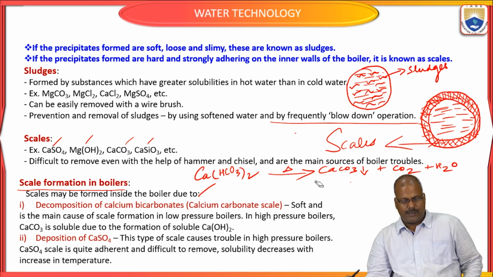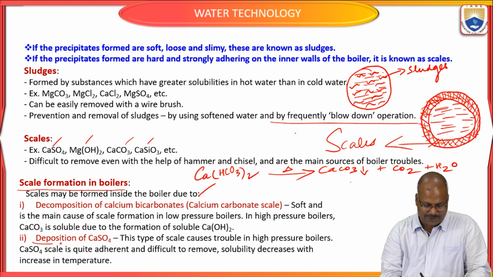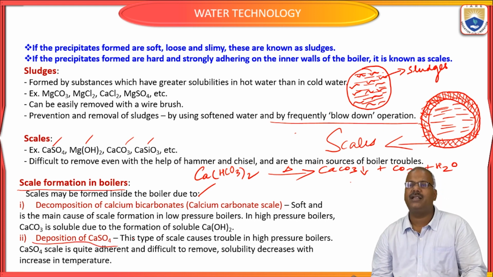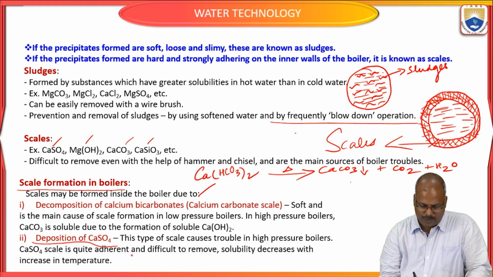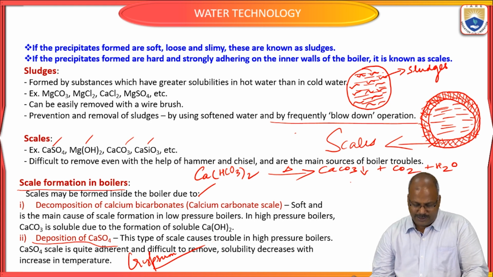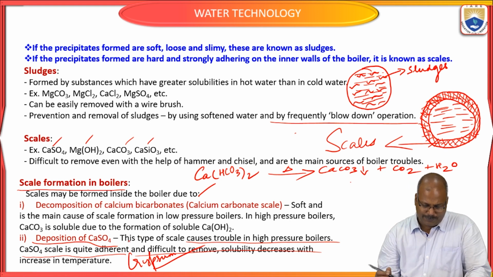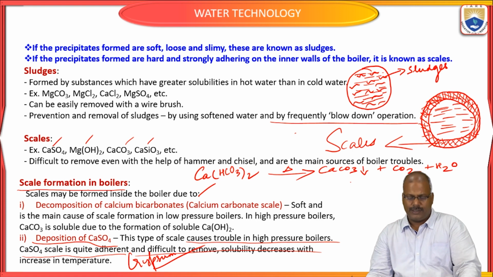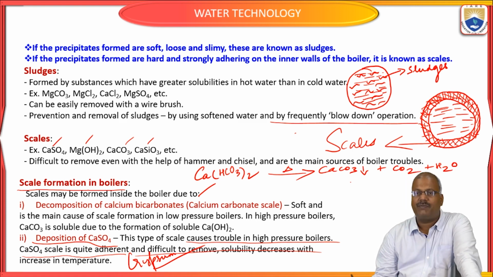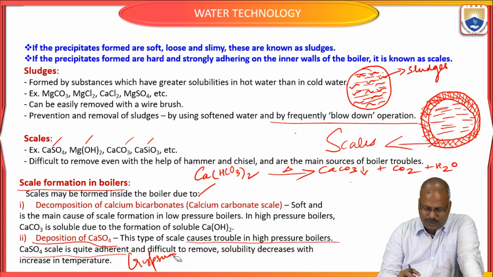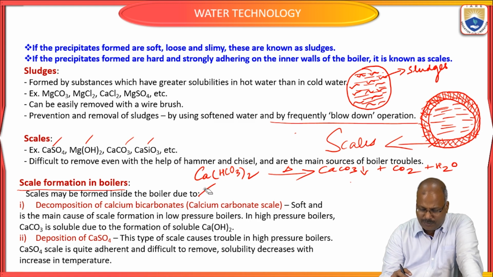Next, deposition of calcium sulfate. This is important. Calcium sulfate is a mineral called gypsum. This type of scale causes trouble in high pressure boilers. Calcium sulfate scale is quite adherent and difficult to remove. Their solubility decreases with the increase in temperature, as I mentioned. So deposition of calcium sulfate is very difficult to remove, and it is a major trouble in high pressure boilers.